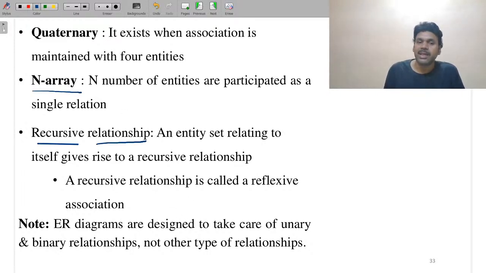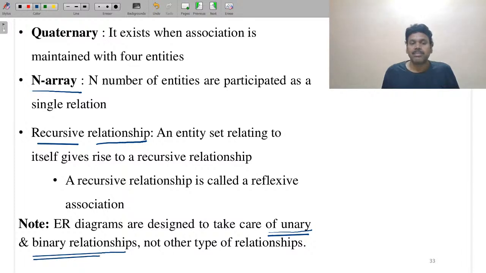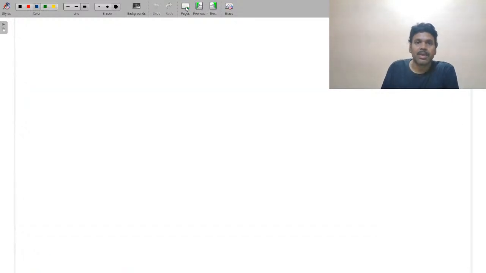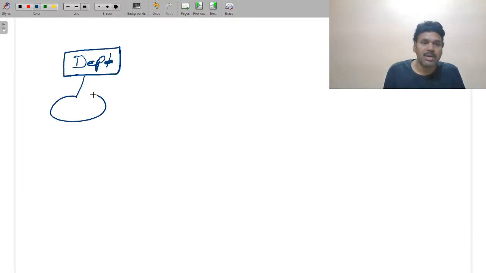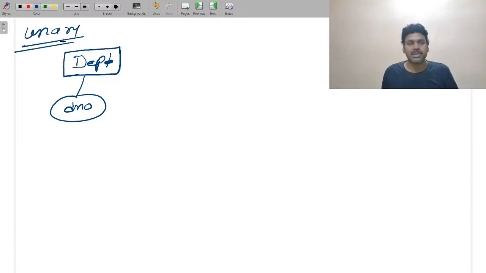The other one is recursive relationship. It itself is going to have a relationship. So ER diagrams are mainly for unary and binary relationships, mostly we use those. So how to do, friends? Let us do here. When I am saying a department instance which has got a department number, this is called a unary. I have got only one instance.